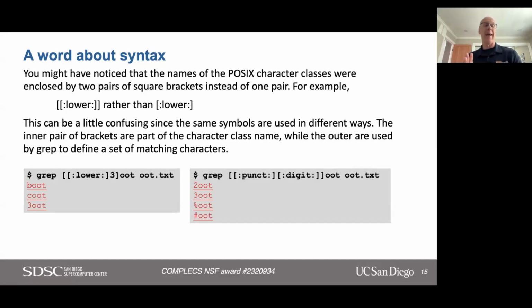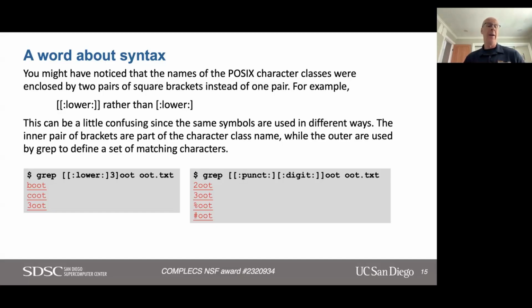Now, just a word about the syntax. You might have noticed that the names of the POSIX character classes were enclosed by 2 pairs of square brackets instead of 1 pair. So for example, bracket, bracket, colon, lower, colon, bracket, bracket, instead of just using the single pair of brackets. Now this could be a little confusing because we're using the same symbol in 2 different ways. The inner pair of brackets are part of the character class name, while the outer are used by grep to define a set of matching characters. So hopefully the next 2 examples will make this point a little more clear.